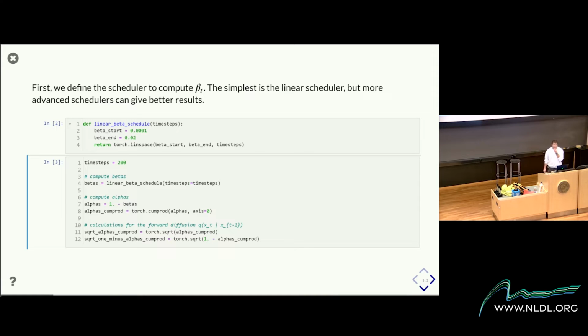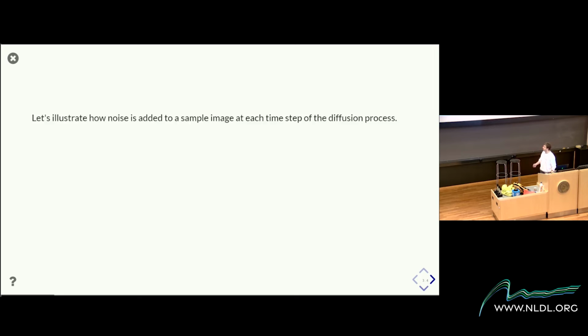Okay, so then we define the number of time steps. This will be our capital T, and yes, it's 200. And then we can compute all the betas using this function that we just defined. Then this is the code for computing the alphas, so it's just 1 minus betas. And then this is alpha t bar, which is the cumulative product. And then here is just some calculation that we need: the square root of the cumulative product and the square root of 1 minus the cumulative product of the alphas. So I just rewrote the equation that I showed you before.